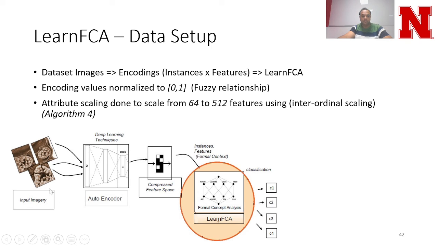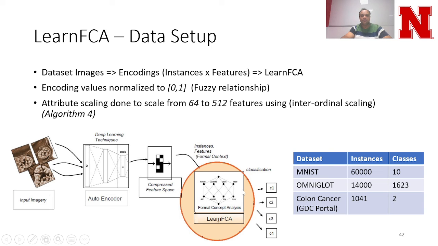So here is a description. We can see the input image here. First, deep learning techniques are applied onto the imagery to get a compressed feature space, which is nothing but a set of instances and a set of features. And these were then used in LearnFCA, basically organized into a lattice using FCA, and then were classified into various classes like C1, C2, C3, C4.